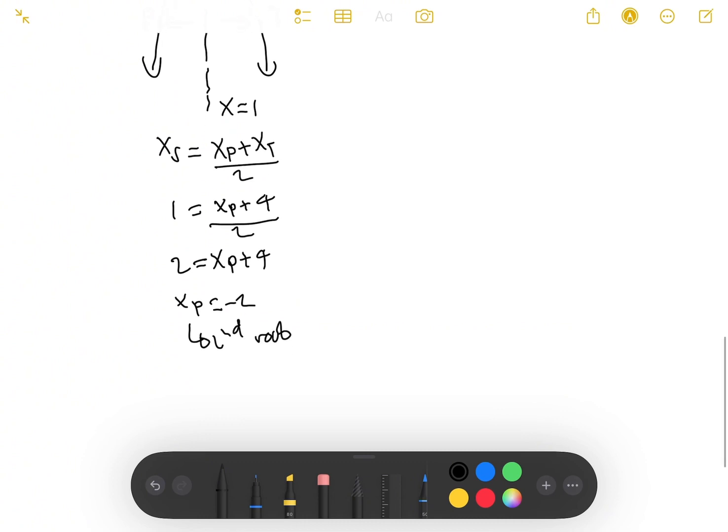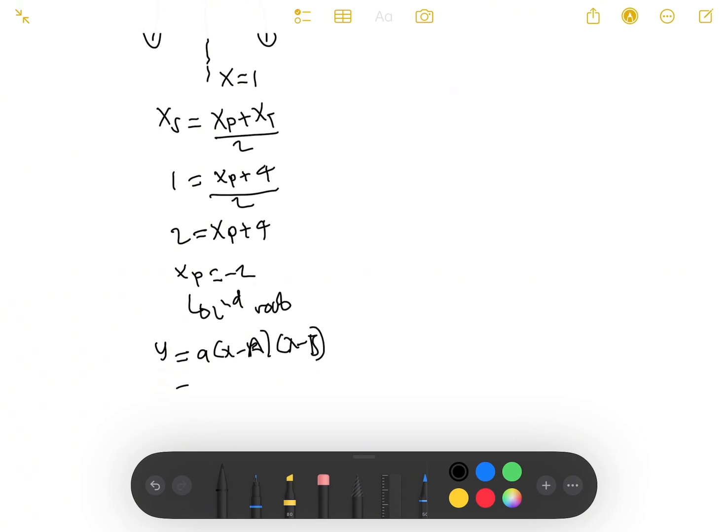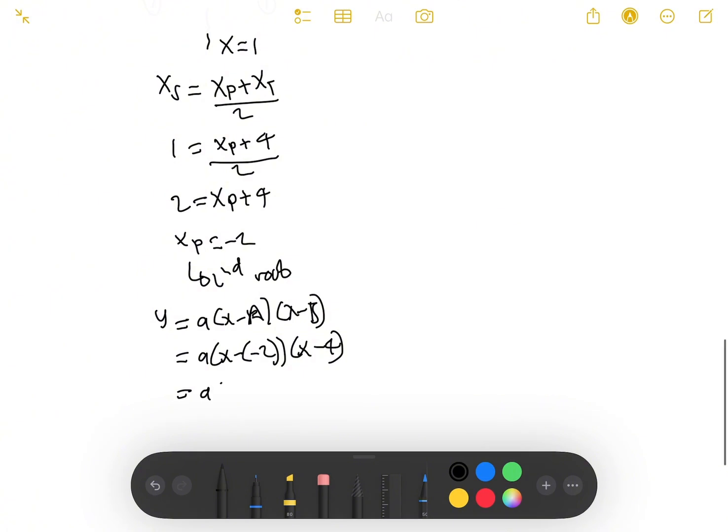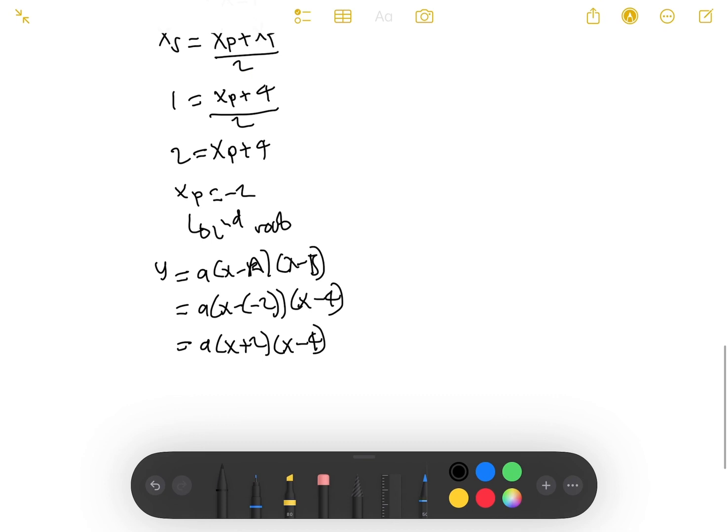So now we can express this in the root form, having y equals a(x minus a)(x minus b), right? And from this it is a(x minus the root, -2), then the other root is 4. From this we get y equals a(x plus 2)(x minus 4), okay?